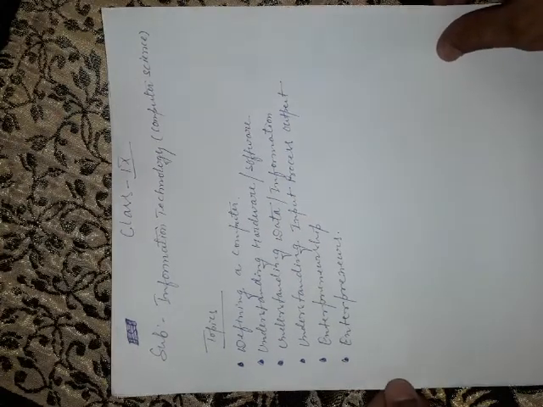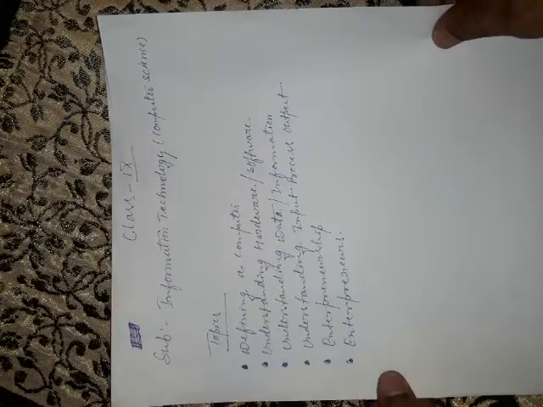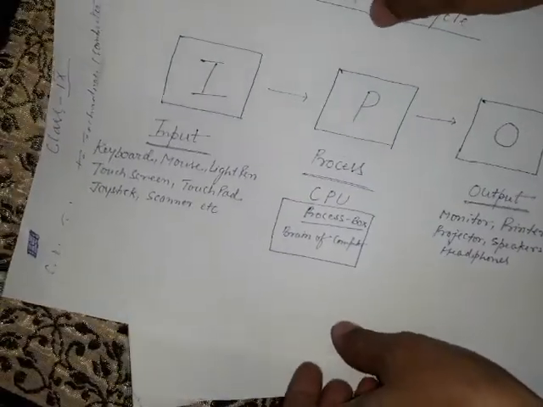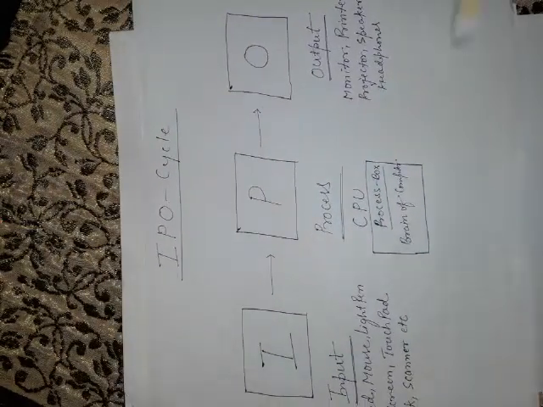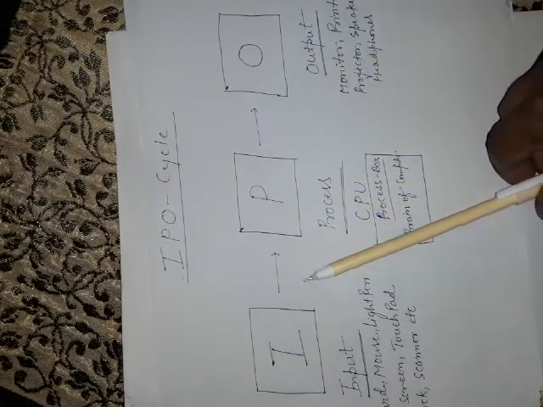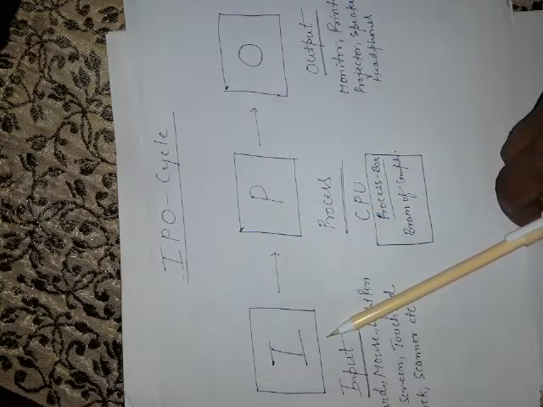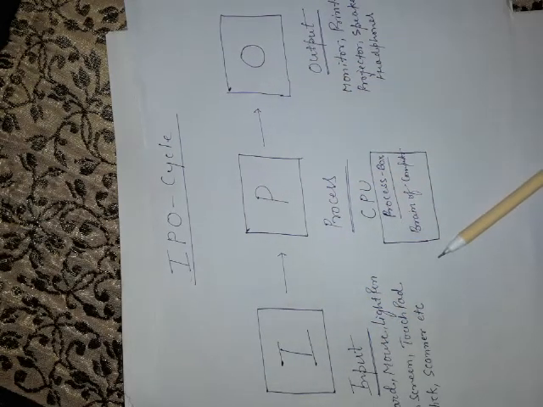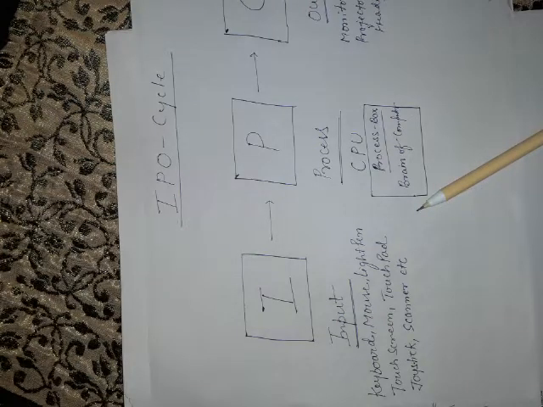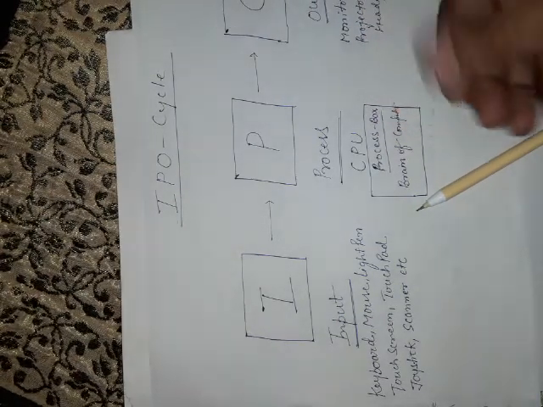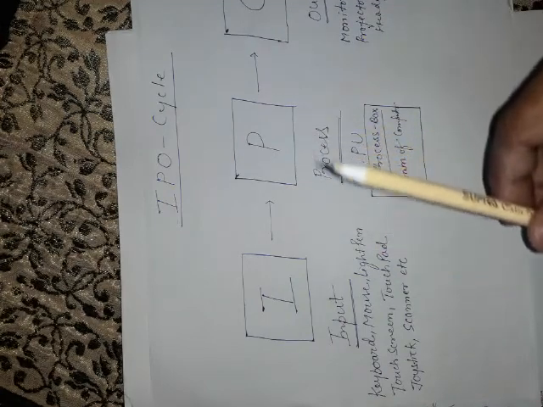So I want to show you this by such a diagram. As I have drawn a diagram for you, class 9th, here in this diagram you can see the IPO cycle: input, process, output. I think you have studied input, process and output in your previous classes, but I want to tell you more about the input, process and output.